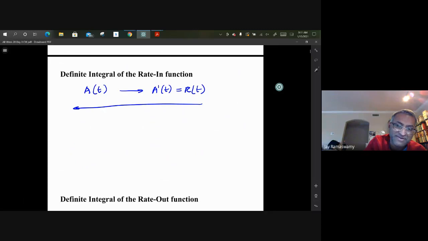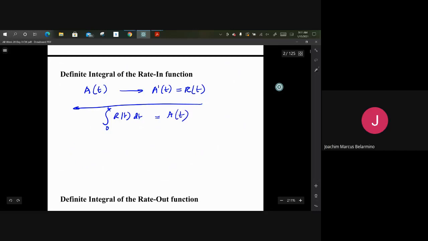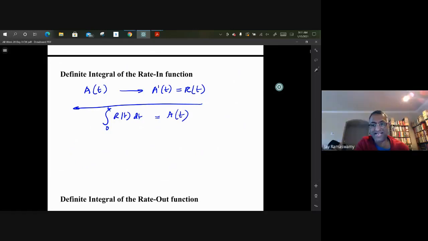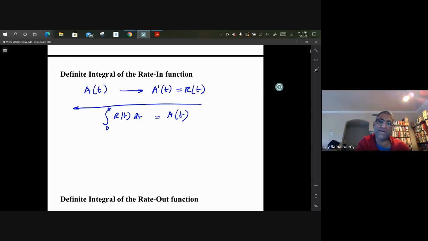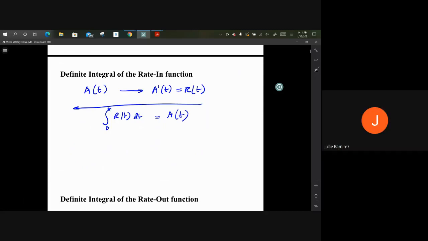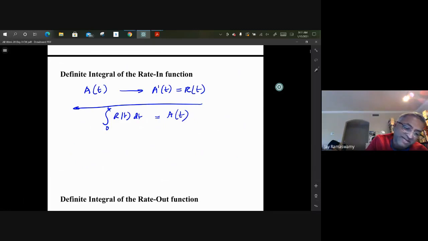Is that kind of intuitive? So in other words, if I integrate from 0 to t, r of t dt, will that give you the amount function? Is that kind of intuitive? I'm making a general concept. It's an important idea that if you integrate the rate function, it should give you the amount function. Is that kind of obvious? Okay, now, therefore, assume for a second you have a rate in function.